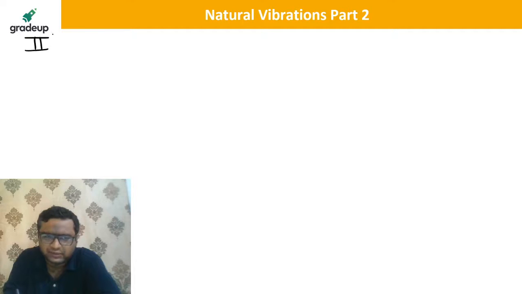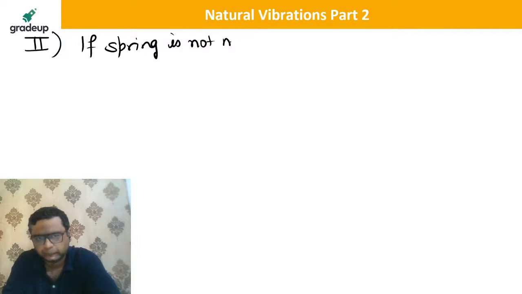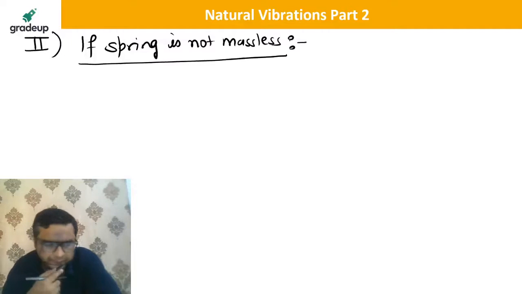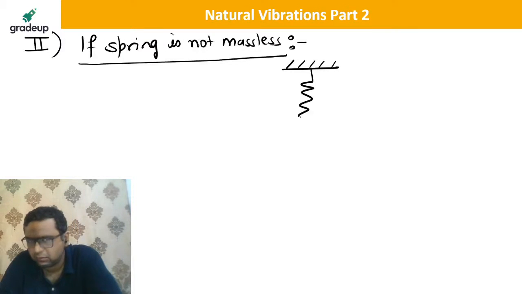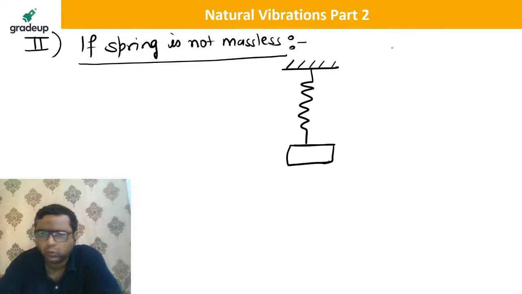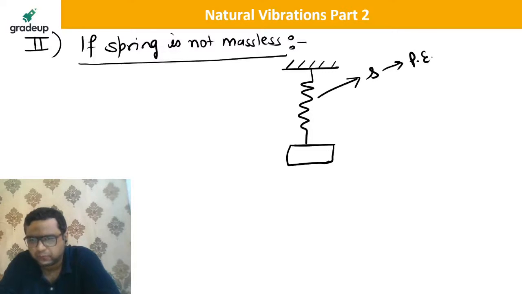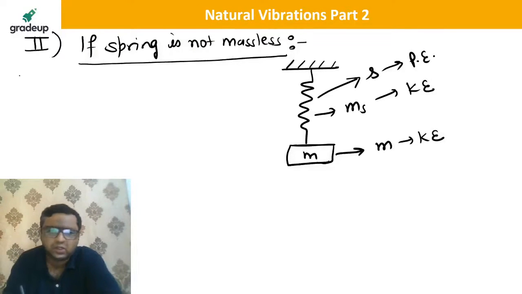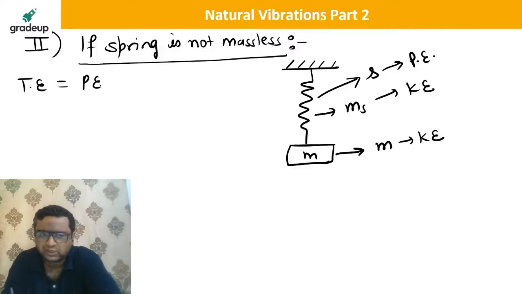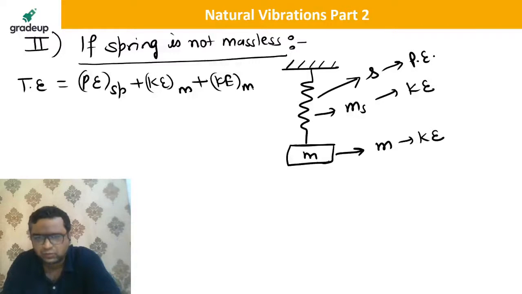My dear, the second application of this energy method is if the spring is not massless. Up to now we were saying that the spring is storing some potential energy, and the mass is storing some kinetic energy. But if the spring also has some mass, then it will also be storing some kinetic energy. So this time the total energy of the system will consist of potential energy of spring, kinetic energy of mass, and kinetic energy of mass of spring.